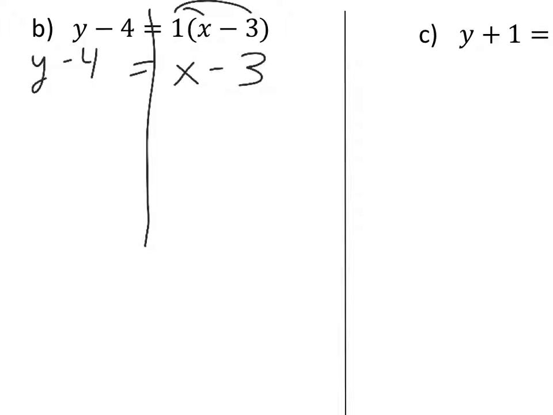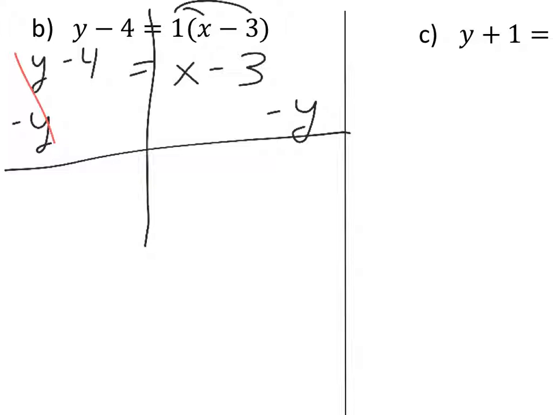I want to reference one more time the rules at the top of the page that a must be positive. Well, a is the number that touches x, or the coefficient on x. So since x is positive right now, I don't want to move it. I want to leave it alone. So in this case, instead, I'm going to move the y to the right side. Y minus y cancels. I'm left with negative 4 equals x minus y minus 3.